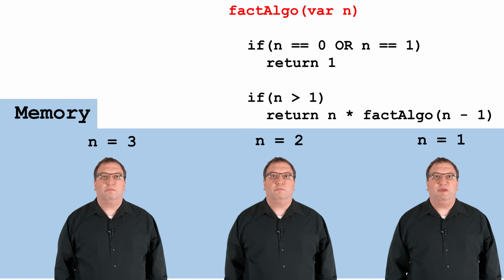Let's see what they gave me for n. N is 1. Well, 1 isn't equal to 0, but it is equal to 1, so I'm going to execute the indented line of code. I've reached the base case, so I'll just return 1.